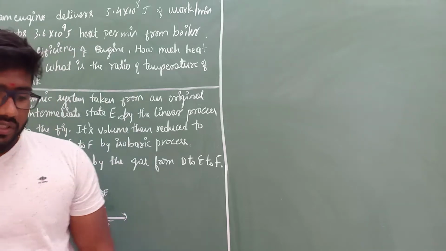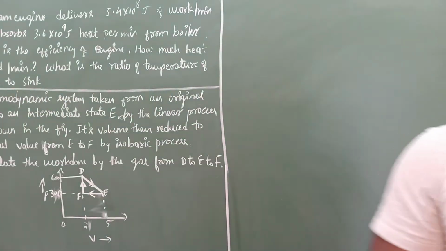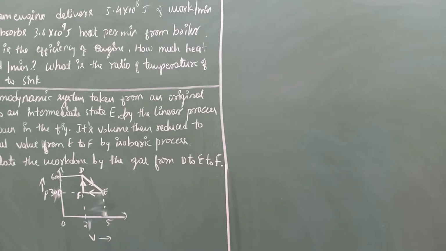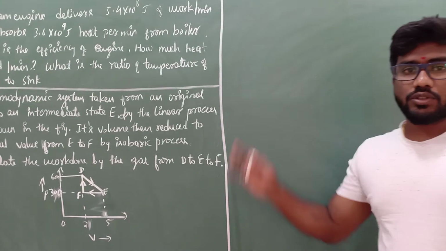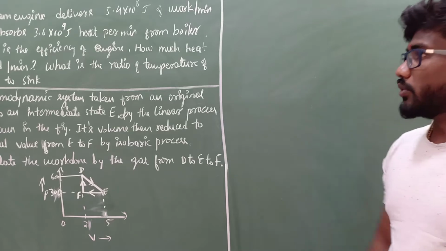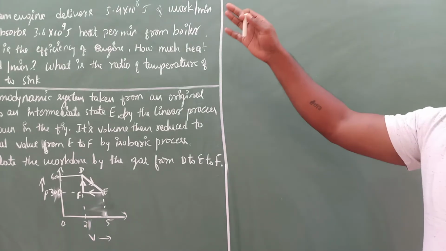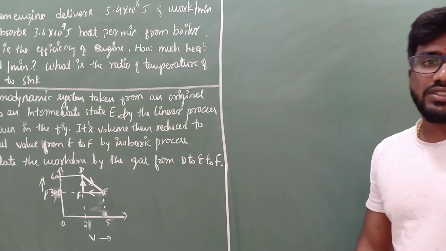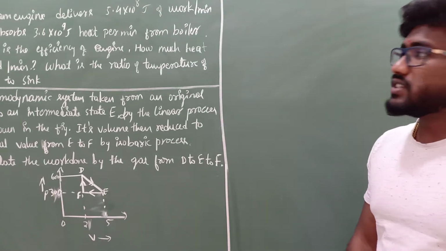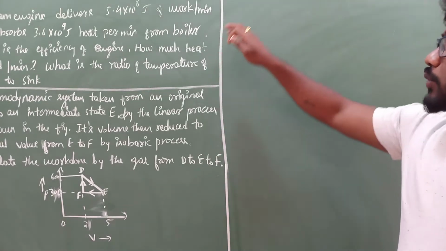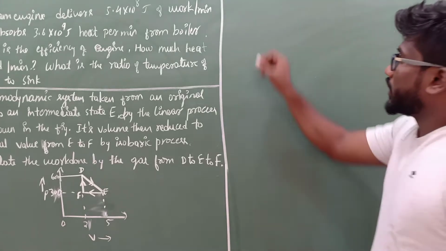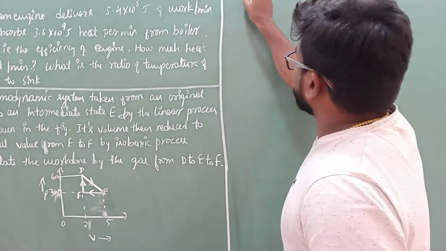In the previous session we discussed a few numericals. Now we have a problem on the board, so just go through the problem. What is written on the board is: a steam engine, in other words a heat engine, which delivers 5.4 into 10 power 8 joules of work per minute. So let us take the solution for this.